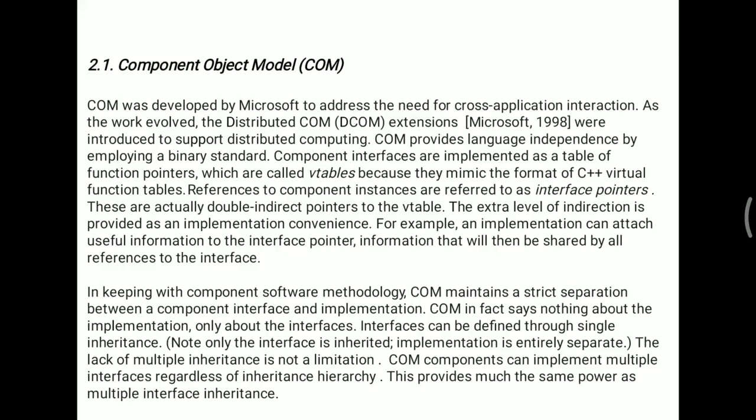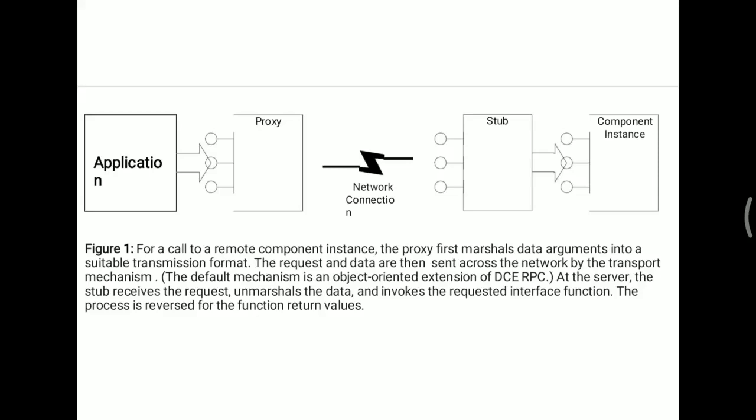COM components can implement multiple inheritance regardless of the inheritance hierarchy. So COM components possess this inheritance property, so they can implement multiple interfaces based upon the inheritance hierarchy. This provides much the same power as the multiple interface inheritance possessed by the component-based object model COM. Shown is the flowchart: the application, proxy, and the network connection between the two, that is, the component instance and the application.